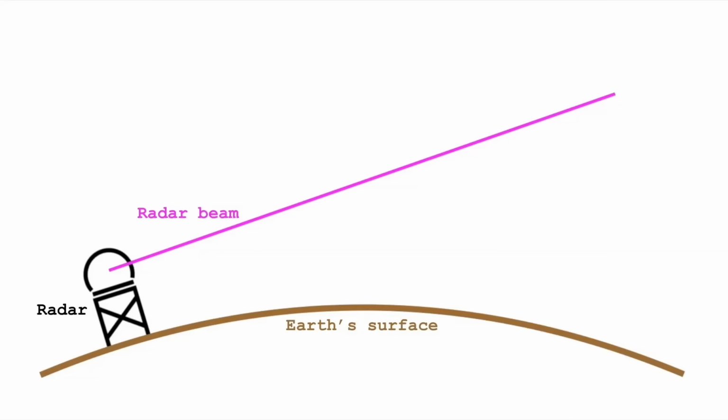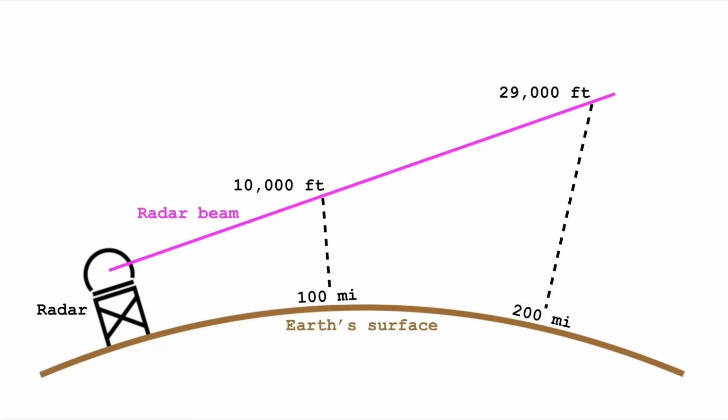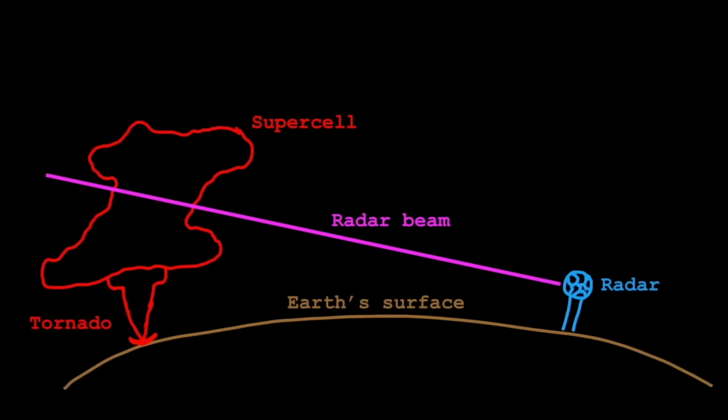In addition, because Earth's surface is curved, the radar beam gets farther and farther from the ground the more it extends outward from the radar, aside from instances of ducting. At a distance of 100 miles from a radar site, the beam is about 10,000 feet above the surface, and at a range of 200 miles, it's about 29,000 feet above the surface. Therefore, the beam overshoots the lower portions of storms at long distances from the radar, making the analysis of low-level features like mesocyclones, tornadoes, and boundaries nearly impossible.